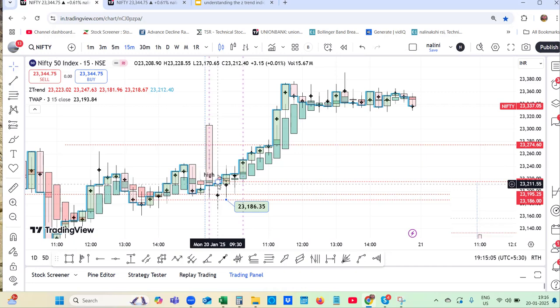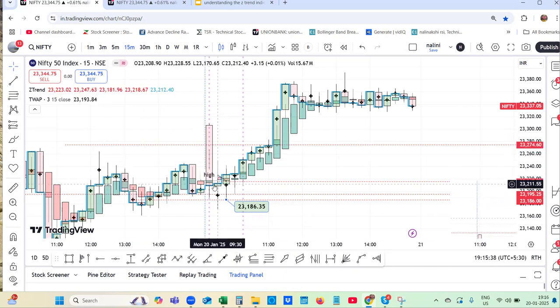So you can change it to normal candle, or if you are having a paid account, you can make a split chart and compare with that, and you can tweak it. Mark the high and low of the candle so that you can have a stop loss, not to have any slippage. So trend is confirmed with the Z trend as well.